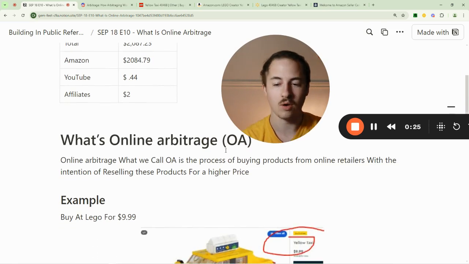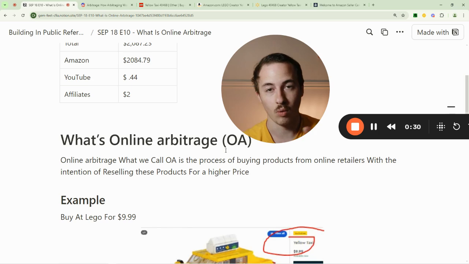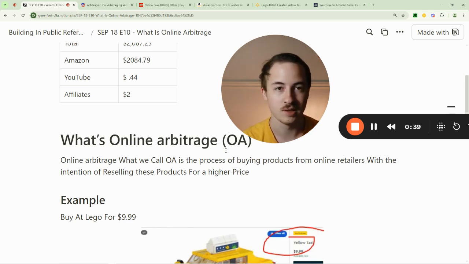So, what is OA? Online arbitrage is basically you're just buying items from one place and then selling them at another place for a higher price. A lot of people try to overcomplicate it. It's really not too complicated. You literally just buy it from one place, sell it to the other.